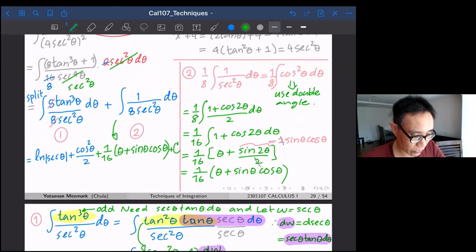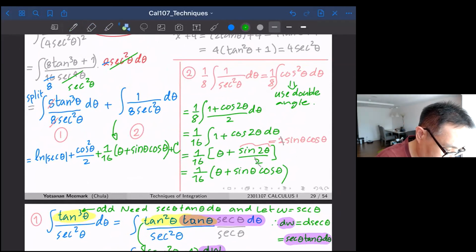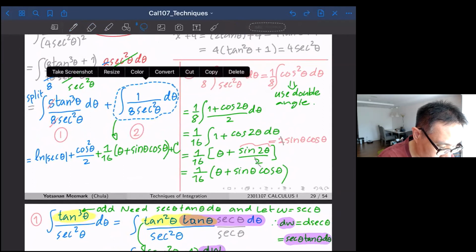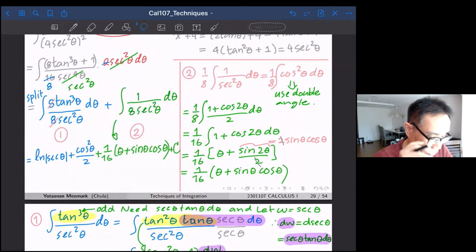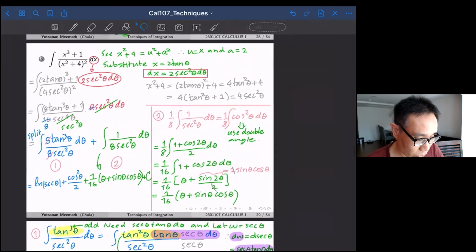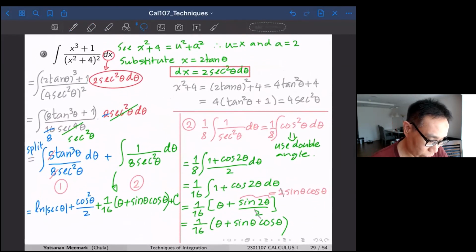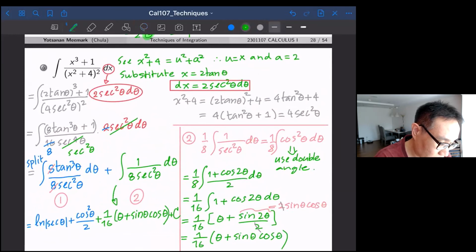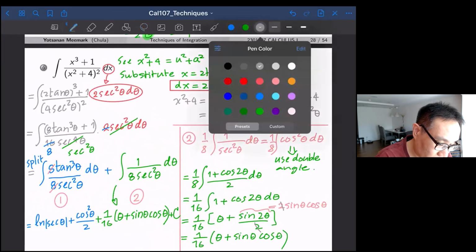Good, right? So this one is number 1 and number 2 with different color. Let me change the color a little bit. So the green one turned out to be the green one, and the blue one turned out to be the blue one, respectively. And finally, you would like to change back, so you have to consider the substitution above here.